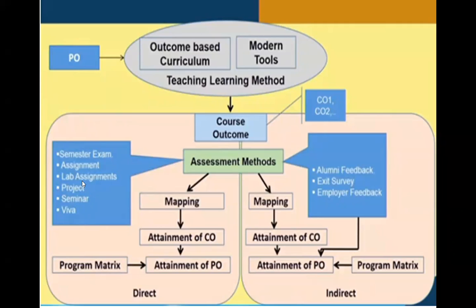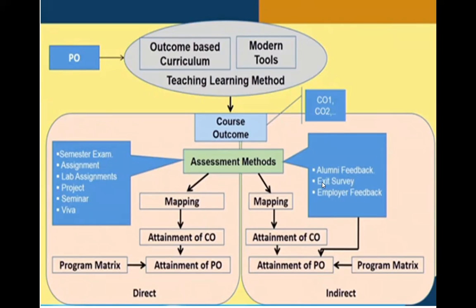When you evaluate these 3 items, we have to concentrate on the program outcomes 6 to 12 also. So program outcomes 6 to 12, they have to be attained through all these evaluation assessment methods. So assessment methods, they have to be mapped, and this will lead to the attainment of COs. So attainment of COs in turn will lead to the attainment of the program outcomes.